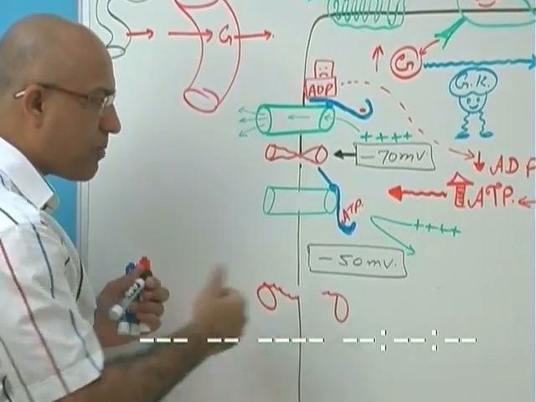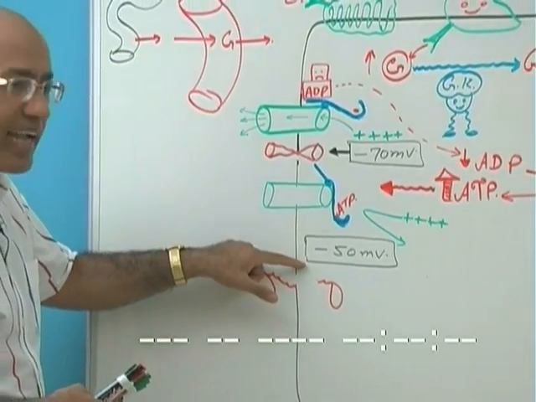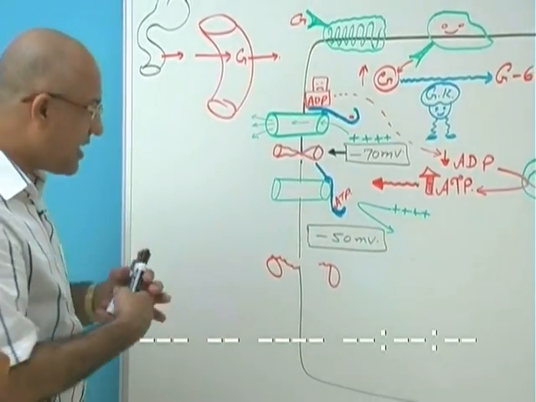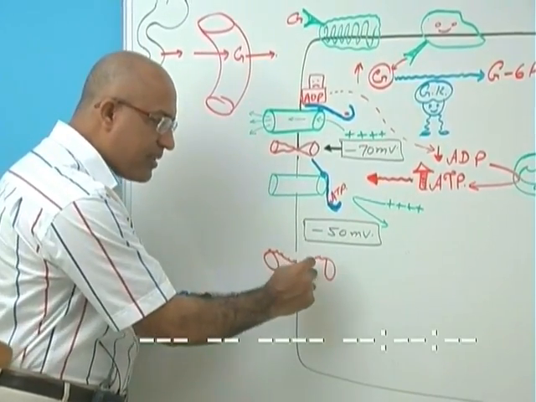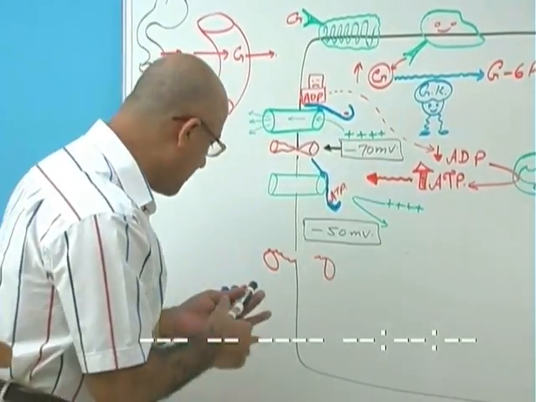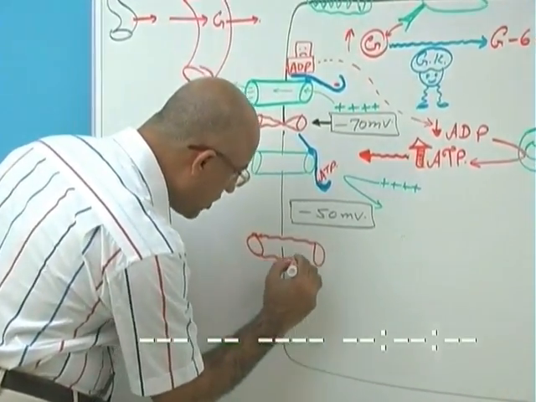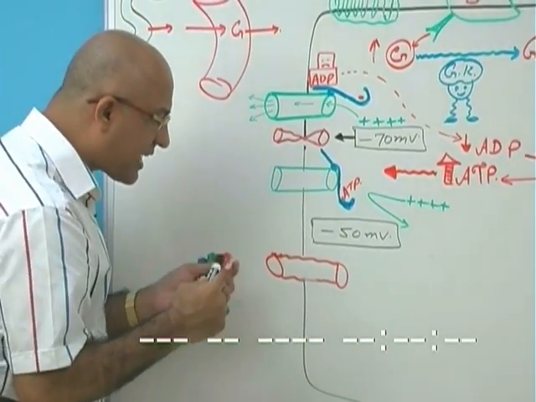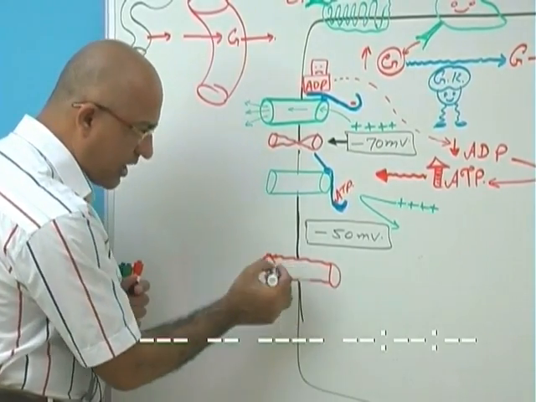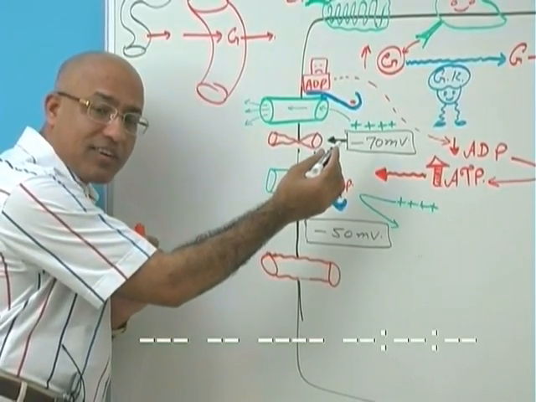But as soon as the membrane becomes somewhat depolarized, this channel can sense the change in voltage, and this depolarization sensitive calcium channel opens. So this calcium channel remains closed when the cell is negatively polarized, or at resting membrane potential.